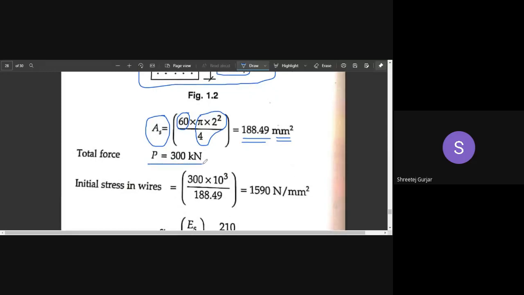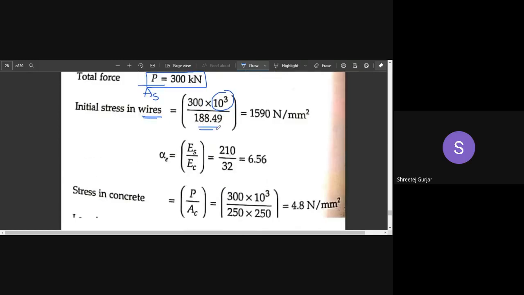Next, the initial pre-stressing force they have given is 300 kilonewton. It is the initial force which is applied. So what is the stress now? P by A, right? Now we want the stress in wires, so we divide the force by the area of steel. Area of steel we know is 188 mm squared and force is 300 into 10 power 3 to convert it to newtons. So we get the stress in steel. The initial stress in steel is 1590 Newton per mm squared. So we have got the stress in wires.